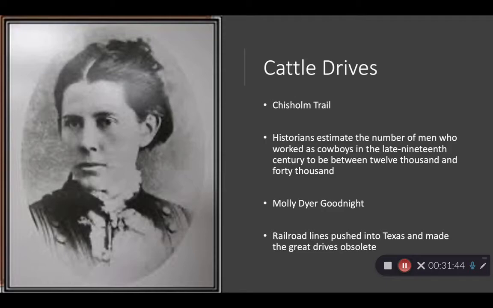A very important person that worked in cattle drives was Molly Dyer Goodnight. Her name was actually Mary, but she went by Molly. She was born in Tennessee in 1839, and she was an American cattlewoman and rancher. She was a 1991 inductee to the National Cowgirl Museum and Hall of Fame, and this is where we kind of see women starting to take on these roles that we wouldn't necessarily identify as jobs for women.